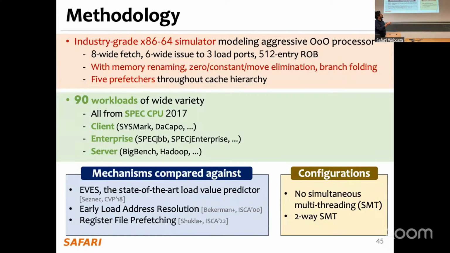And there are lots of mechanisms that we have compared against, both in single-thread and two-way simultaneous multi-threading systems, because in SMT the same resources get even more congested by the other thread. So the resource contention is even more severe in SMT systems. That's the target for us to evaluate as well.